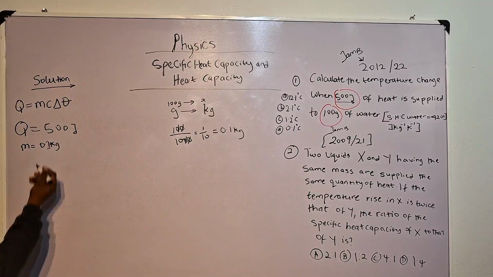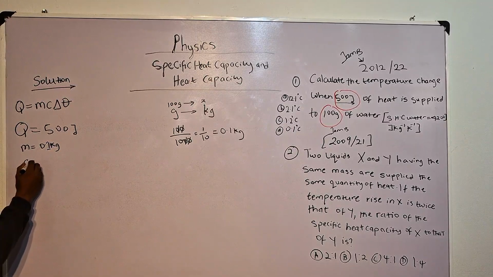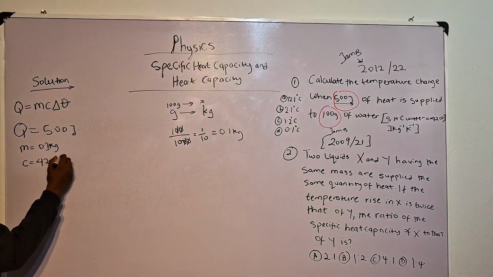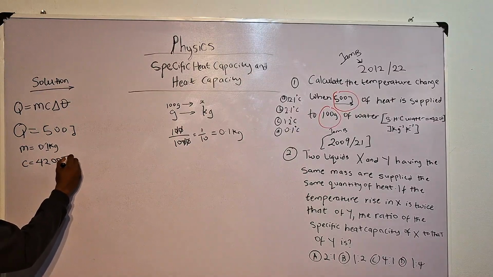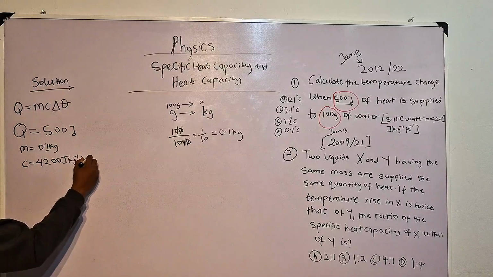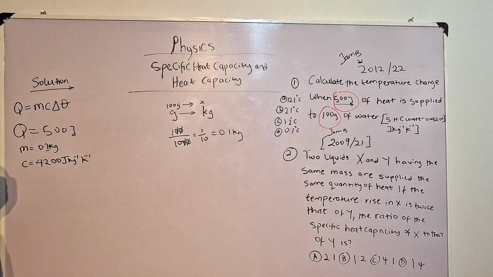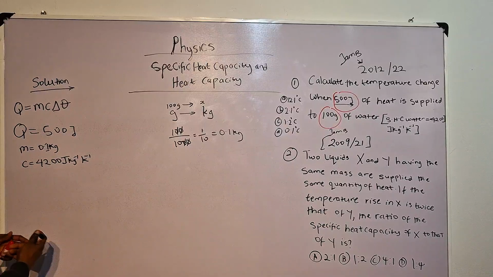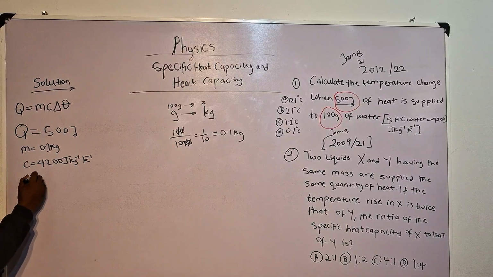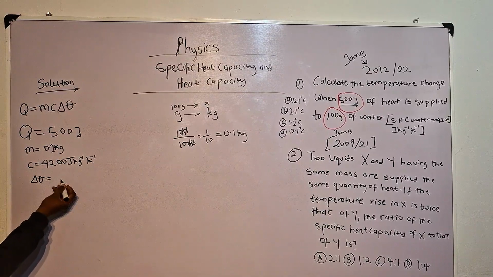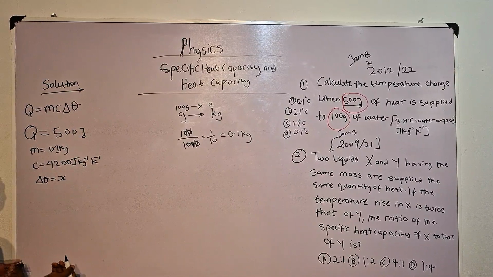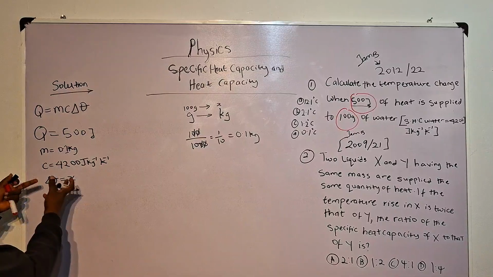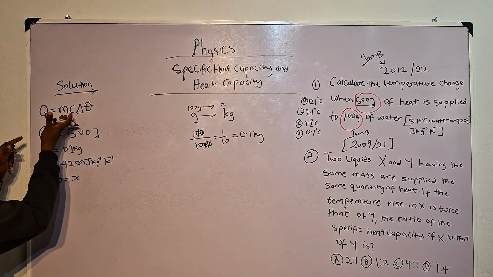Now the next one is the specific heat capacity of water, which they gave us to be 4,200 joules per kilogram per Kelvin. We don't know what the temperature change is, so we call it X. Our temperature change is X. Putting this whole detail together, we have gotten our parameters out, so we have to fix them into this formula.